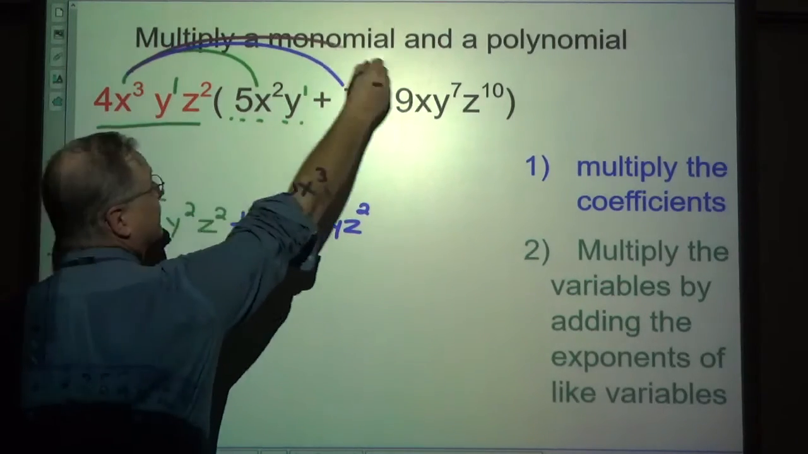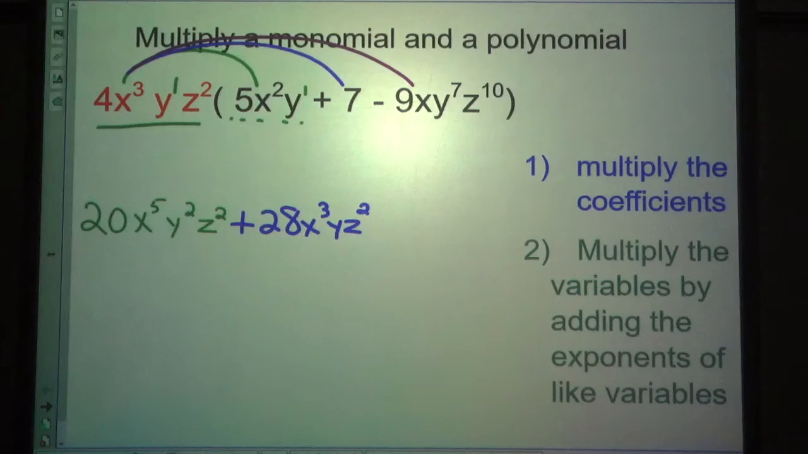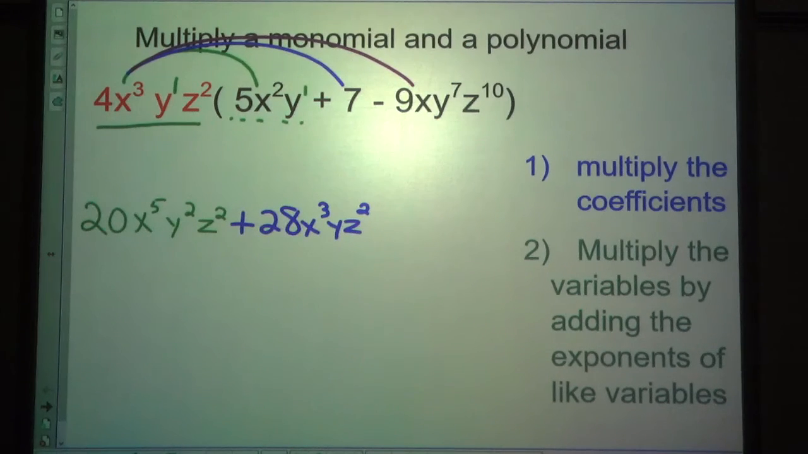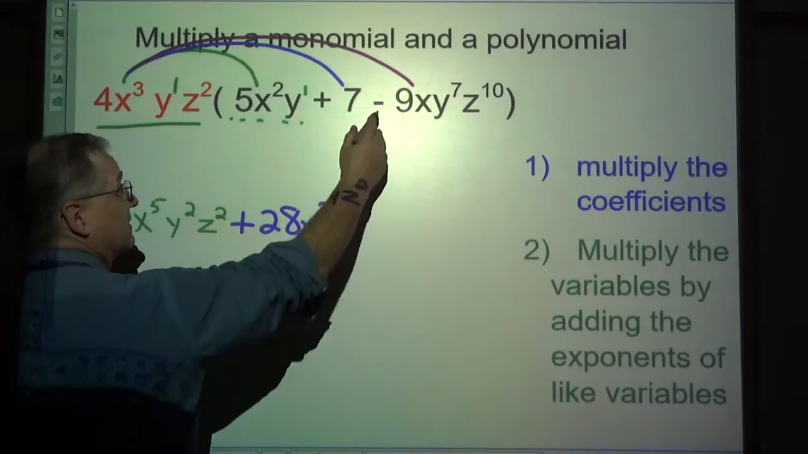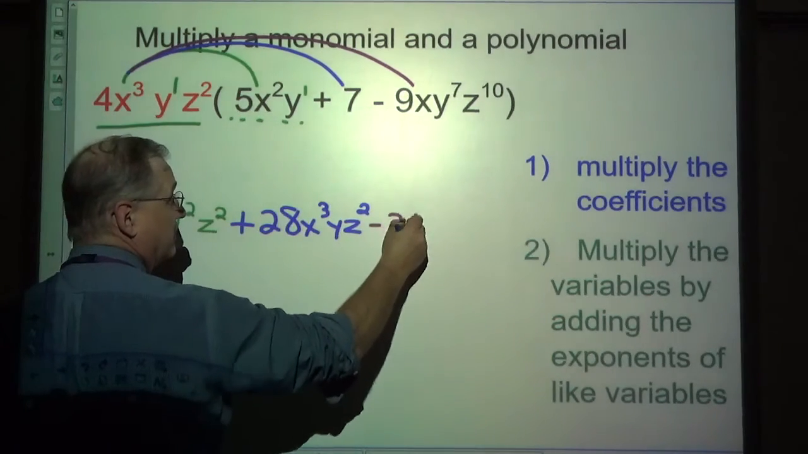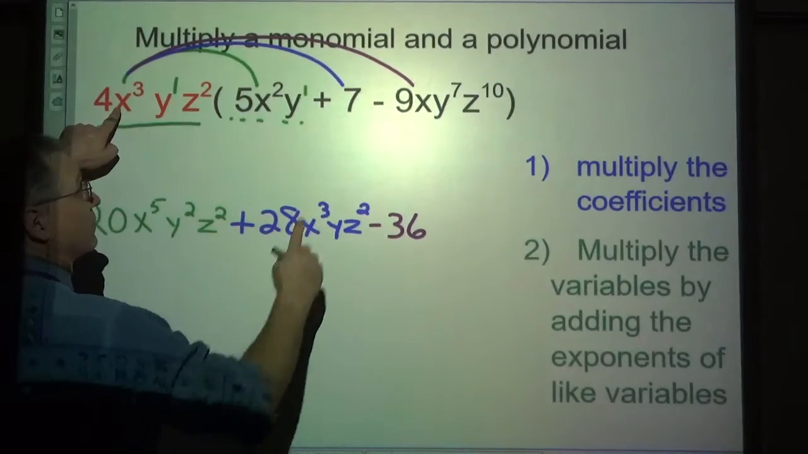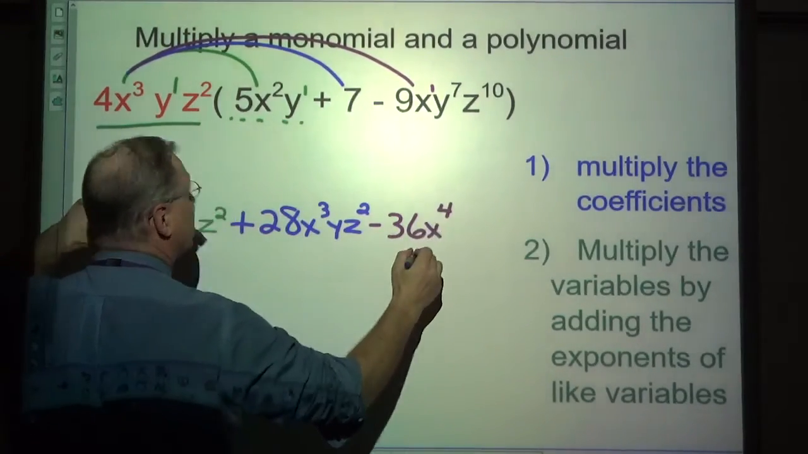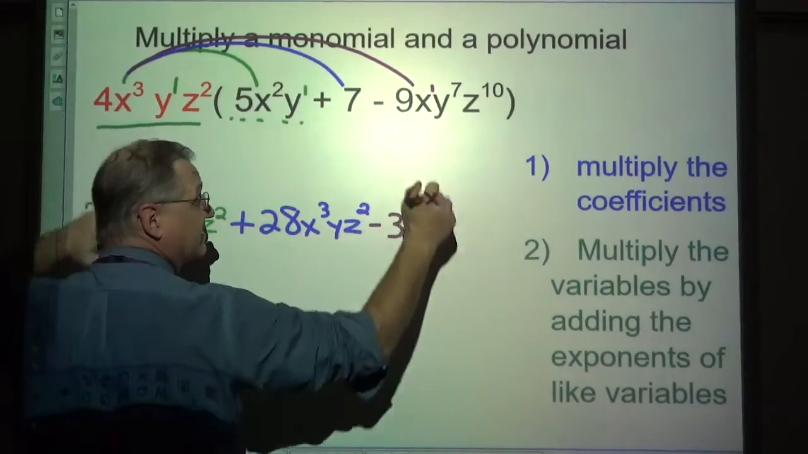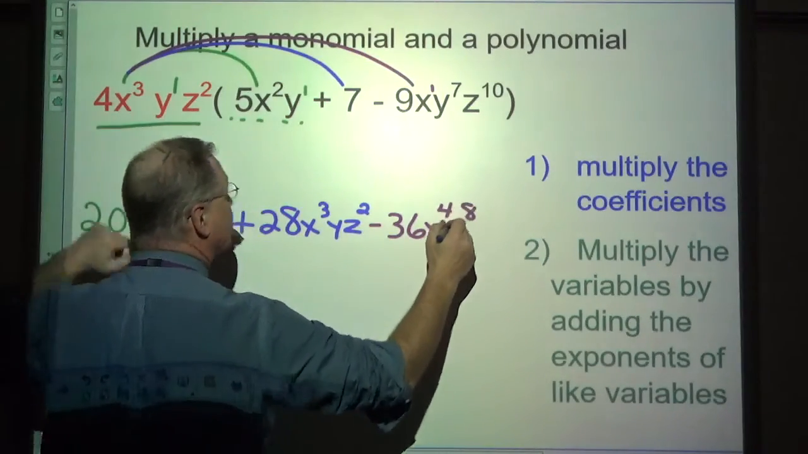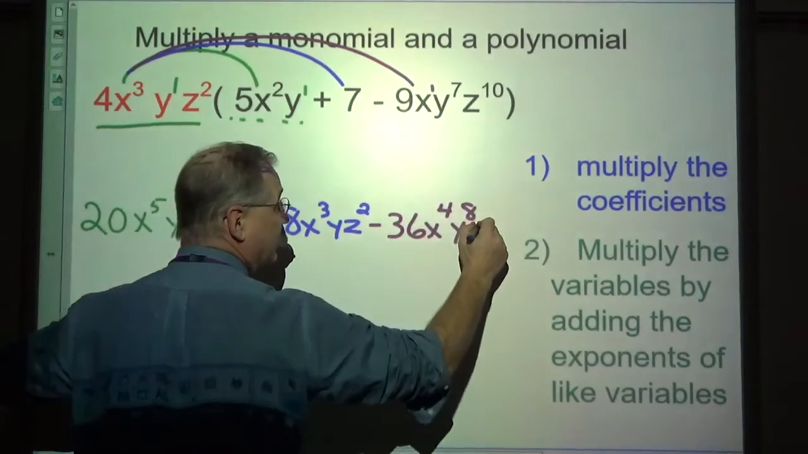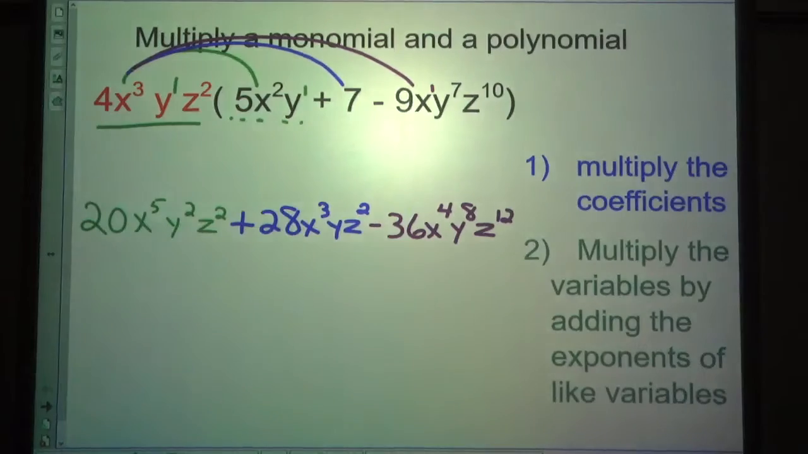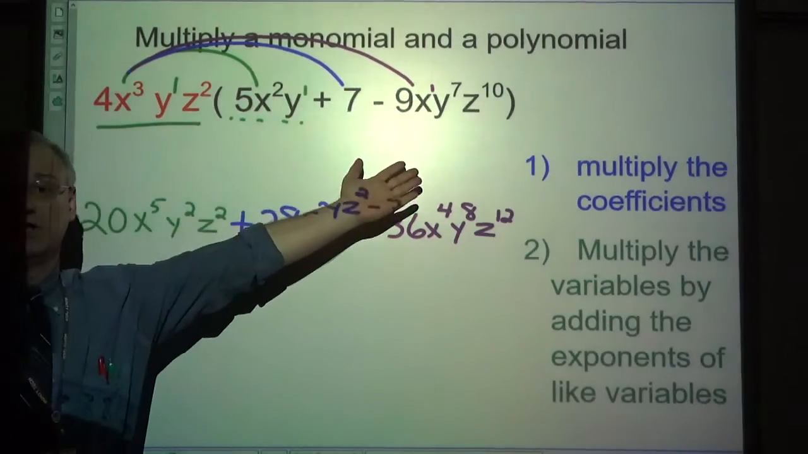Finally, I'm multiplying the 4, x to the third, y to the first, z to the second, times negative 9, x, y to the 7, z to the 10. 4 times negative 9, negative 36. X to the 3, x to the 1, that makes x to the 4. Y to the 1, y to the 7, y to the 8. Z to the 2, z to the 10, z to the 12. And that's how you multiply a monomial times a polynomial.